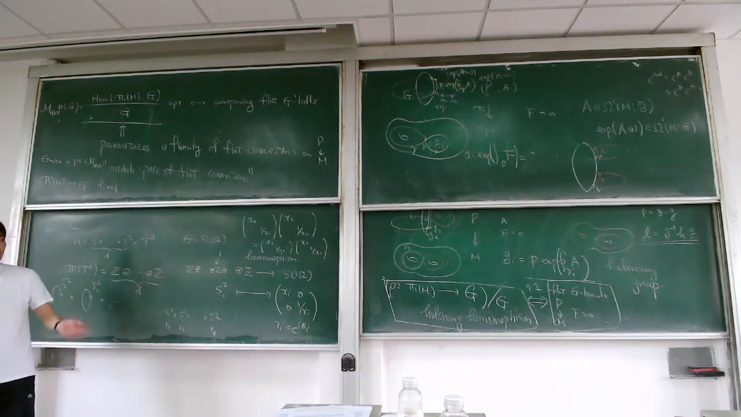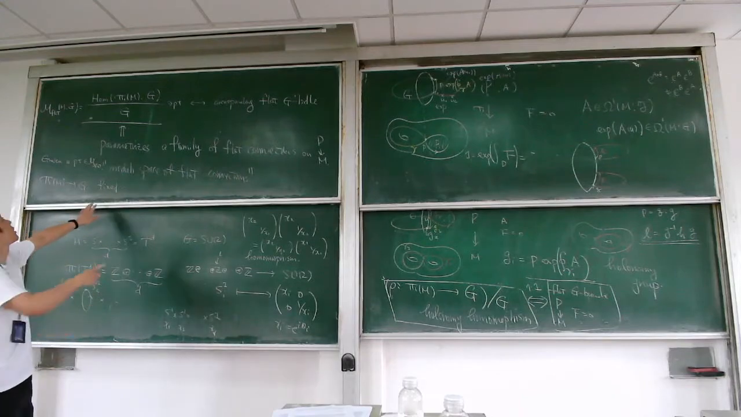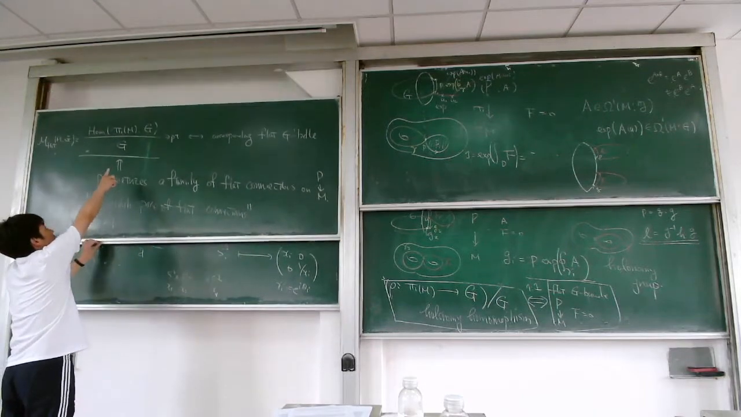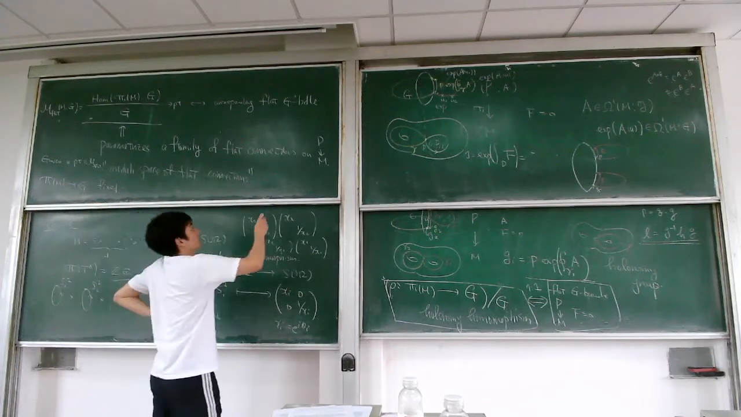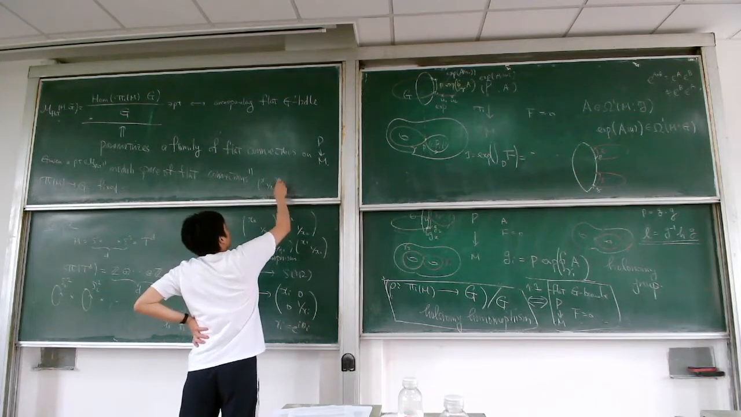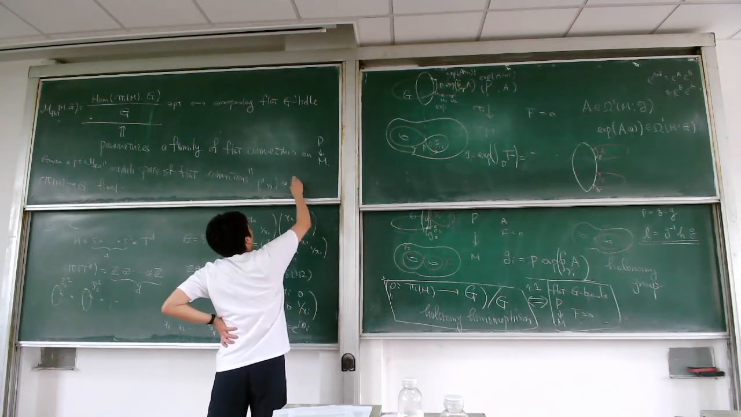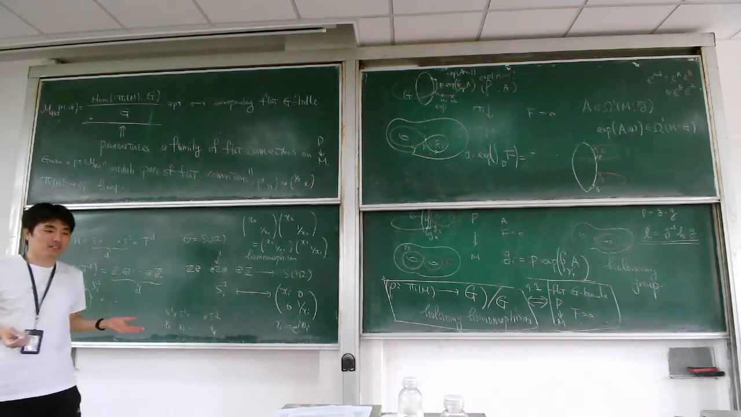However, there's a conjugacy equivalence. What is the conjugacy equivalence? So for instance, diag(x, 1 over x) is conjugate to diag(1 over x, x). How do you see that? What does conjugacy mean?